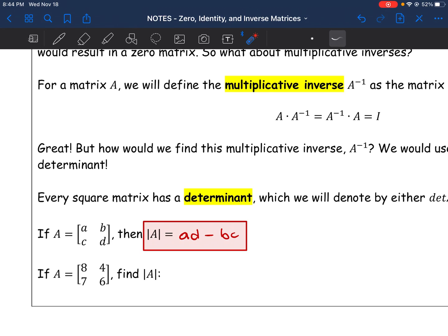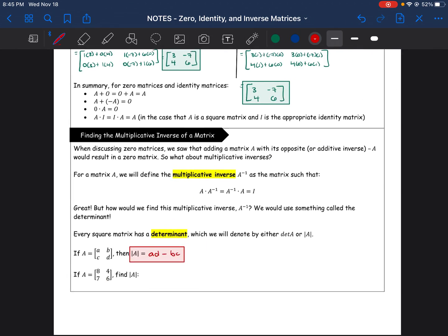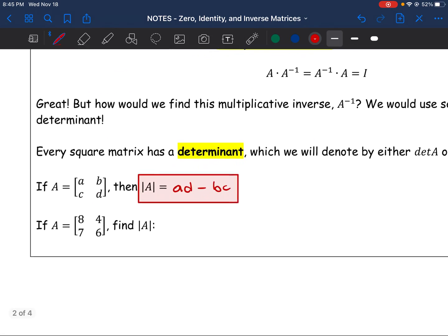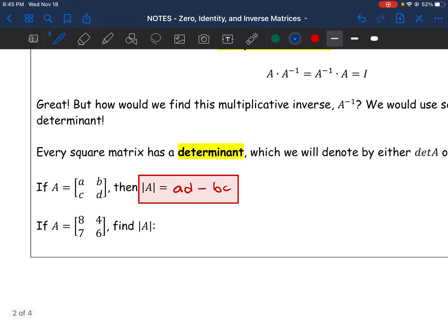So again, if we have a 2 by 2 matrix with elements A, B, C, and D, then the determinant of that matrix is A times D minus B times C. Okay, so let's try a quick little practice problem here, and we'll do this one in blue. So let's say that A is the matrix with elements 8, 4, 7, and 6. Let's find the determinant of A.